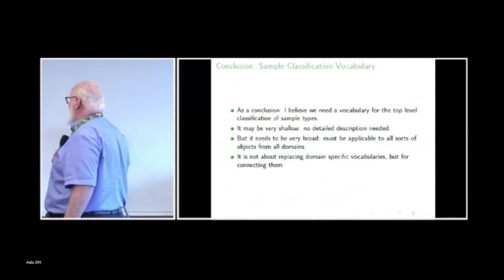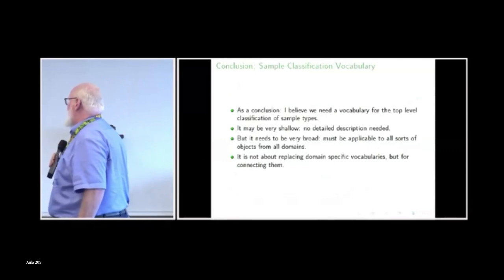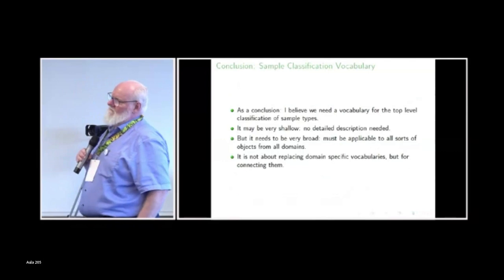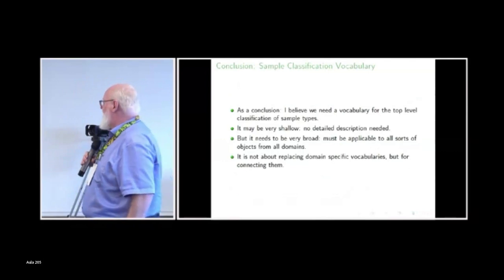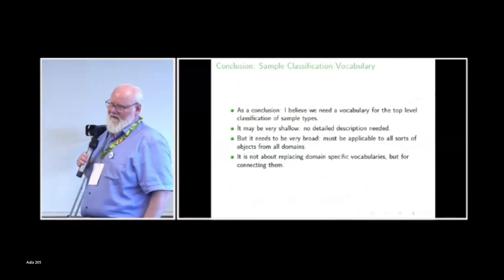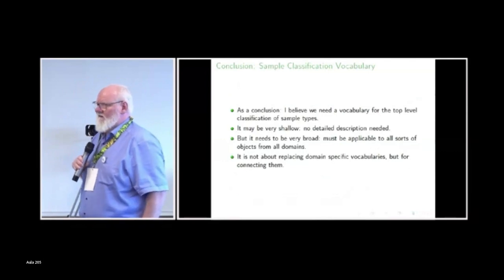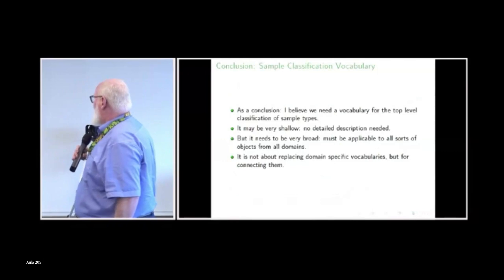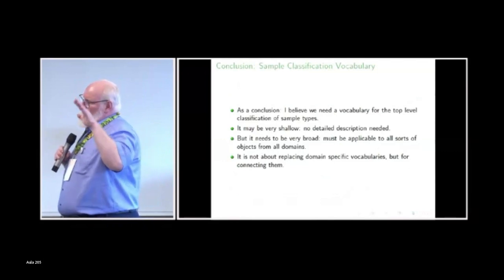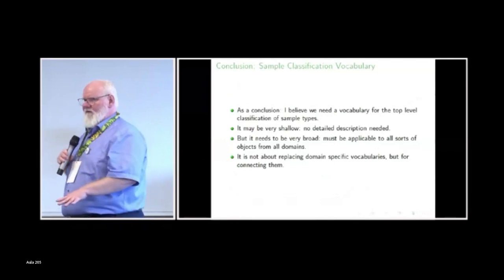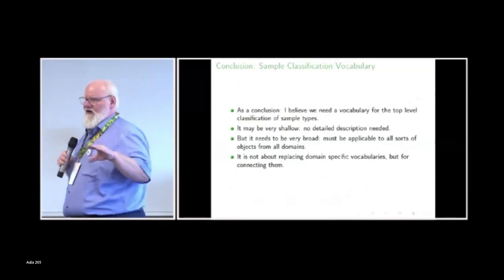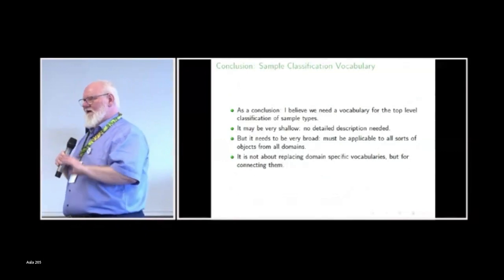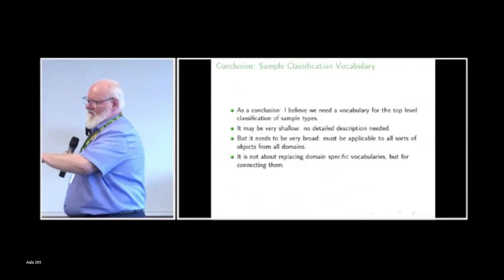So as a conclusion, I believe we need a vocabulary for the top-level classification of sample types. As far as I'm aware, I might be wrong, there doesn't seem to exist something like that. And it doesn't need to go into a deep sample description. It may be very shallow. It's just saying, okay, this is a fossil, this is a battery, and that's it.